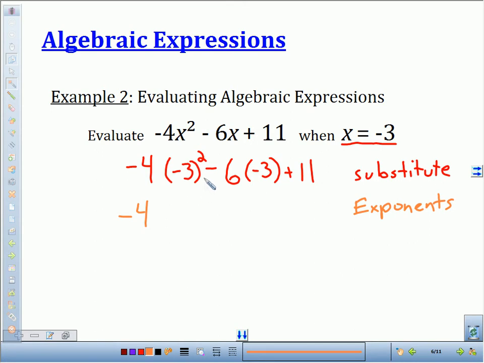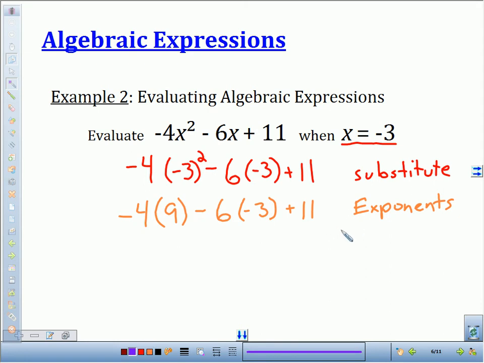Now, a quick word about this. Since this is negative 3 squared, what I'm literally saying is negative 3 times negative 3. Well, a negative times a negative is a positive, so my answer is going to have to be positive. And 3 times 3 is 9. So negative 3 squared is positive 9. So I'm going to replace negative 3 squared with positive 9. And that is all I'm going to do in this step, because I was just concerned with the exponents.